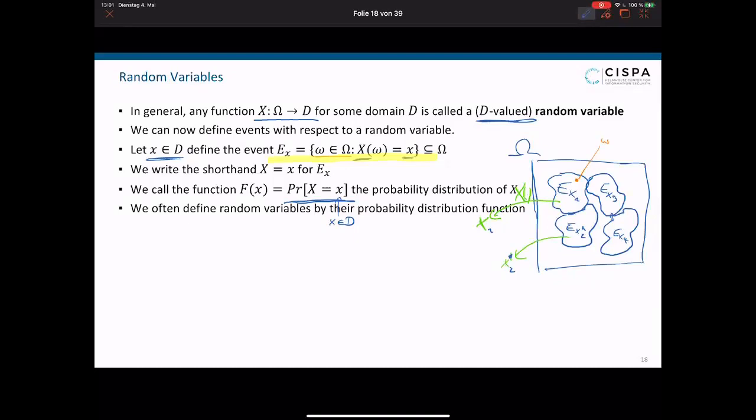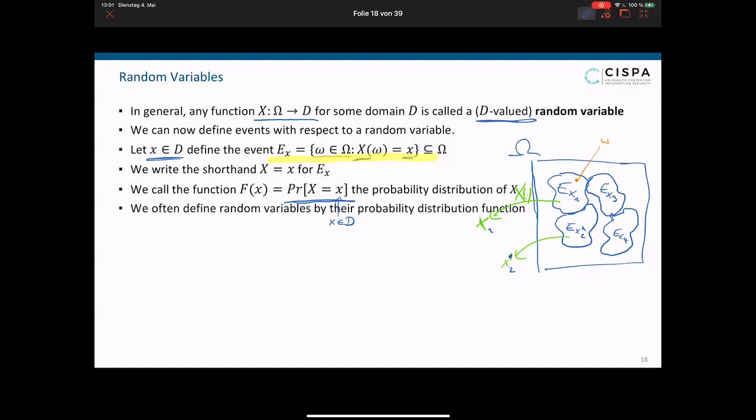In the end, we will still see alternative ways of defining random variables, namely by something called a sampler or a sampling algorithm. But for most simple random variables, we'll just define them by a probability distribution function.